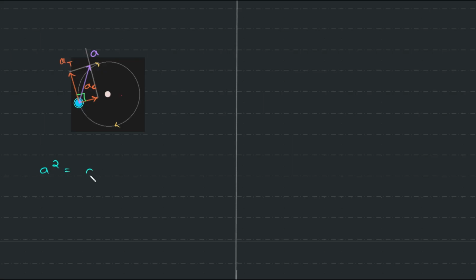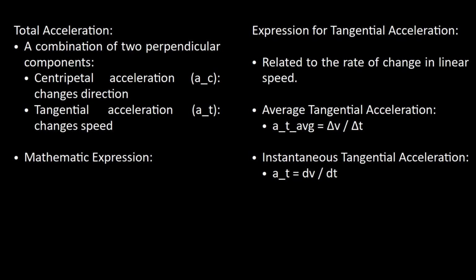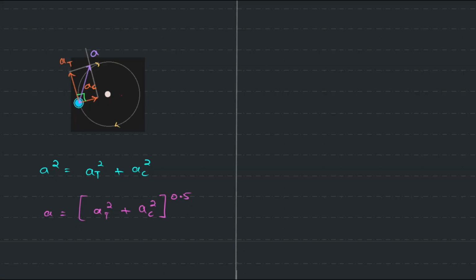So A square is equal to AT square plus AC square. This comes from our vectors, so I'm not going to explain this over here. So that's your total acceleration, the resulting acceleration, a combination of two perpendicular components, centripetal acceleration and tangential acceleration. That is given by this, that's the magnitude basically. And you have the vector sum AC plus AT. That's your A.